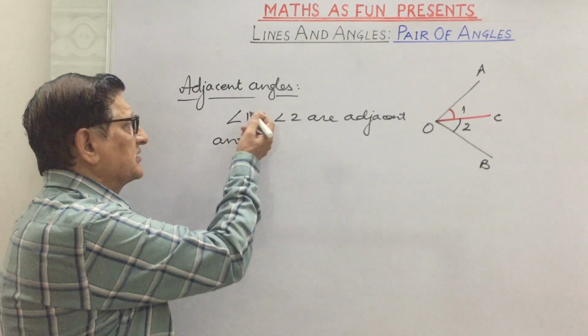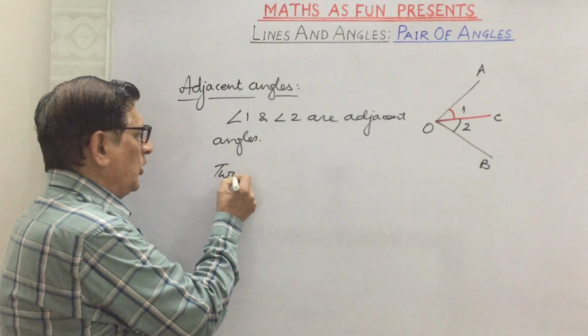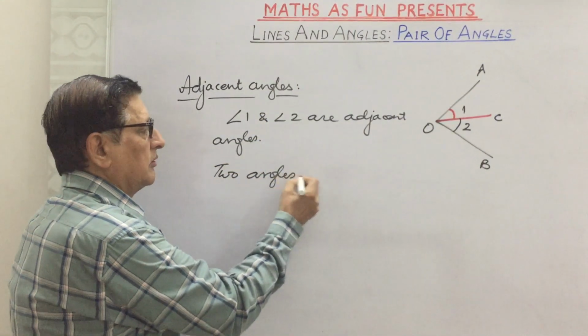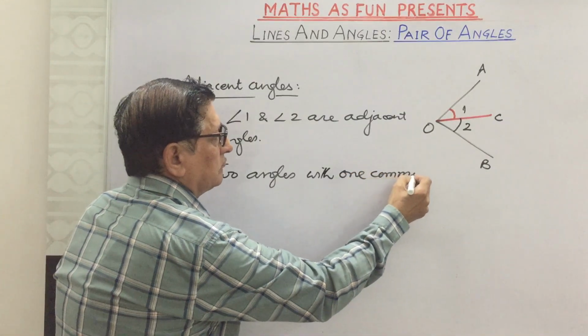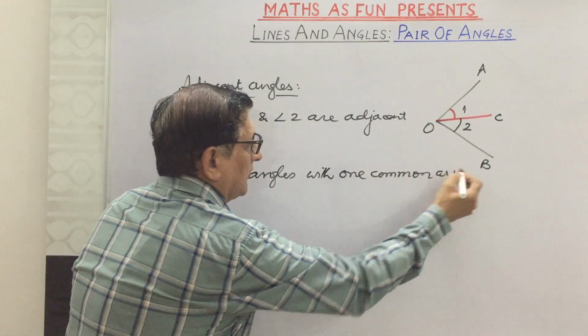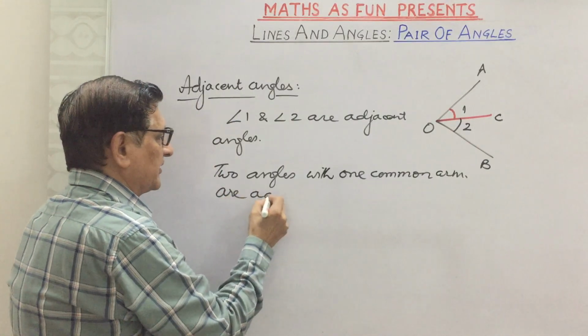So we can define adjacent angles as two angles with one common arm are adjacent angles.